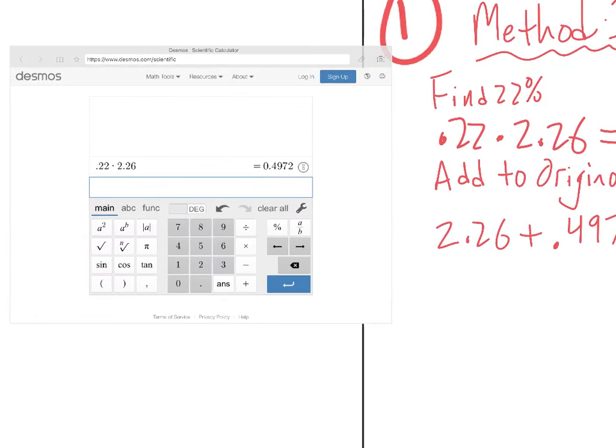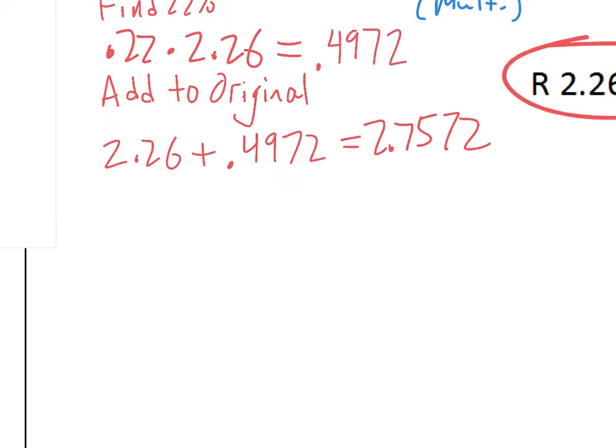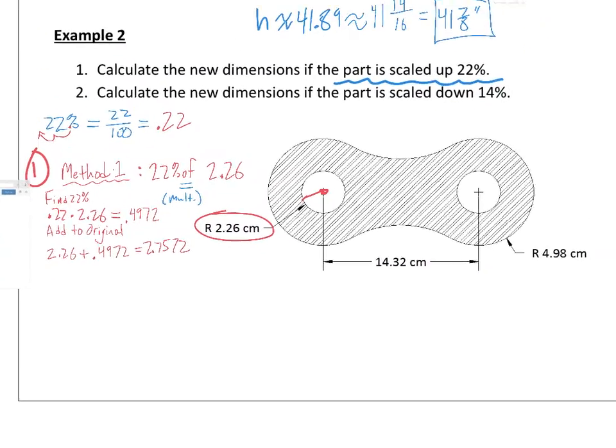So if we go add that, we're scaling it up, so we found out what 22% was. And if we take that and add it to the 2.26, then we get 2.7572. Okay, 2.7572. And that is centimeters.